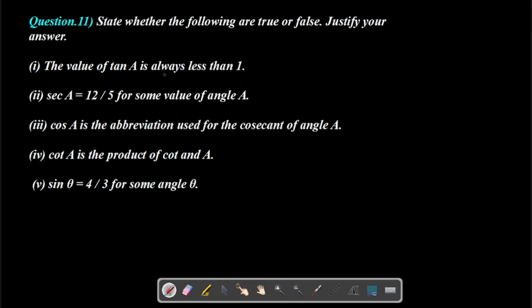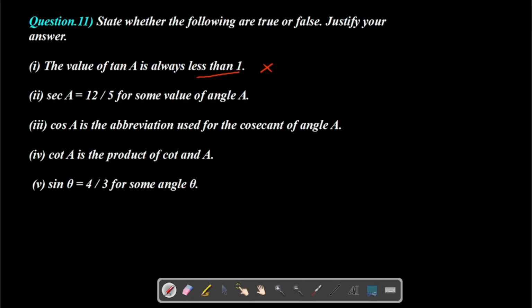Here it says always less than 1. Not even 1, okay. But we know that tan 45 degree is 1, and tan 60 degree is what? Tan 60 degree is root 3, which is also greater than 1. So this statement is false, wrong, right?